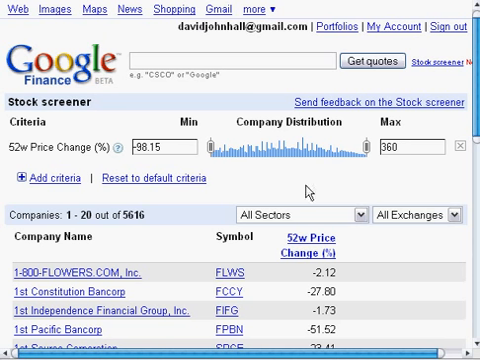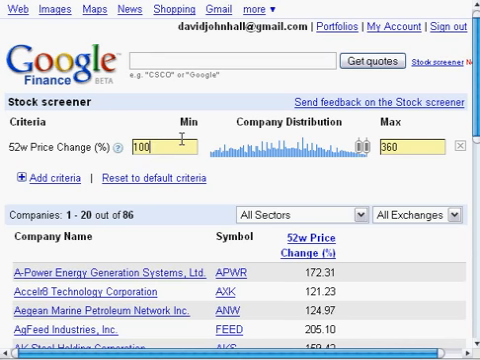And so let's go ahead and start with a 52-week price change here. In the minimum column, I want you to add a value of 100. And what that means is that over the last 52 weeks, the stocks we are looking at have gained a minimum of 100%. And what this does is it ensures that we are only looking at stocks that have shown strength and momentum and buying interest.